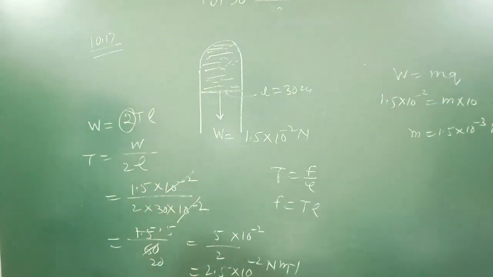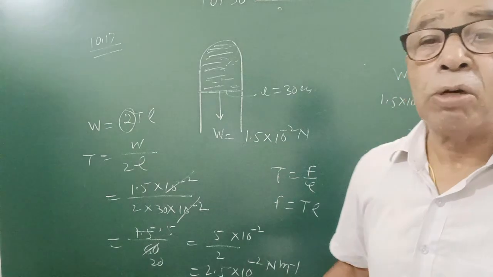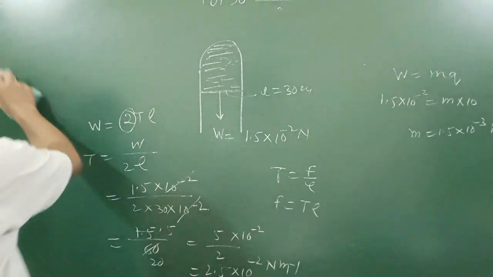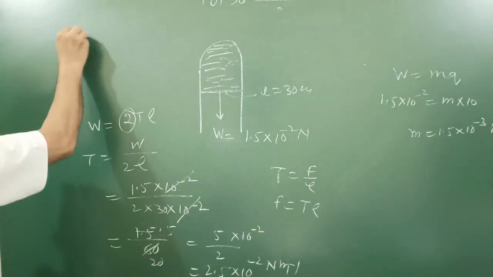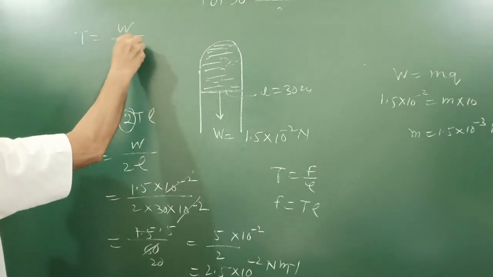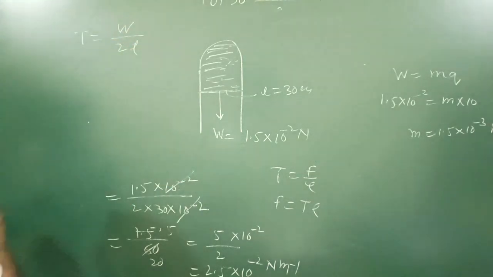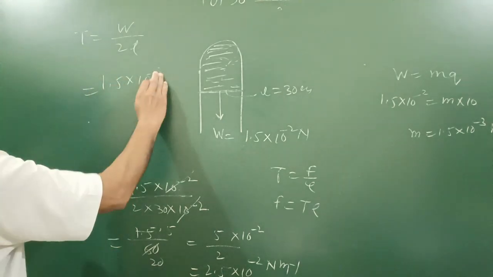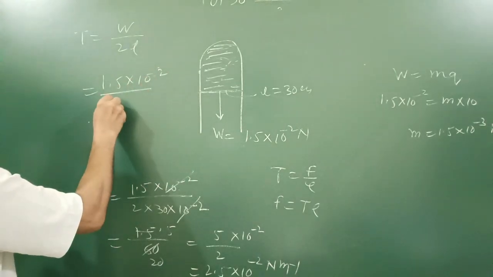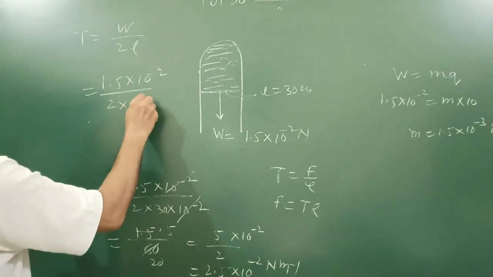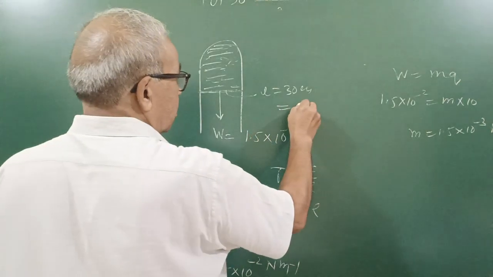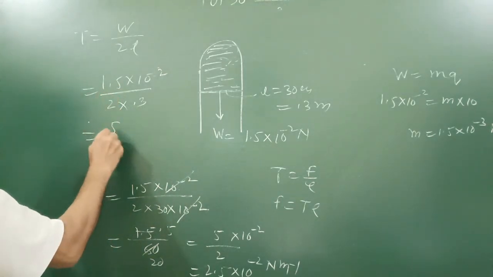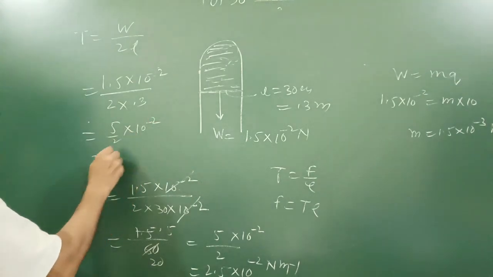Dear students, even with good practice, I have to think. Sorry, this got a bit messed up here. I am doing it again. It went down. So T is equal to W upon 2L. So W is our 1.5 into 10 to the power minus 2 upon 2 into 0.3. Take 30 centimeter as 0.3 meter, that will be much easier. So it is 5 upon 2 into 10 to the power minus 2, so it is 2.5.